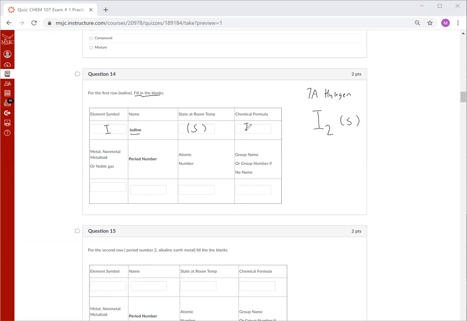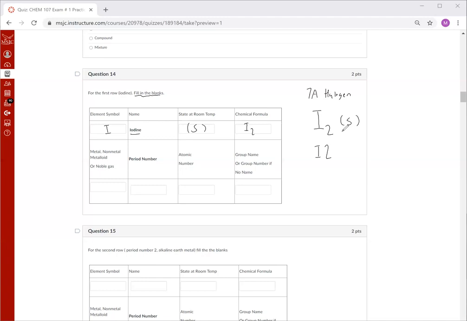So this would be I2. Does that make sense? Yes. This was in the chapter 1 notes as well as the chapter 2 notes on chemical formulas of common elements. Then we just type I2. That's fine. I have Canvas set up so it'll accept this entry.